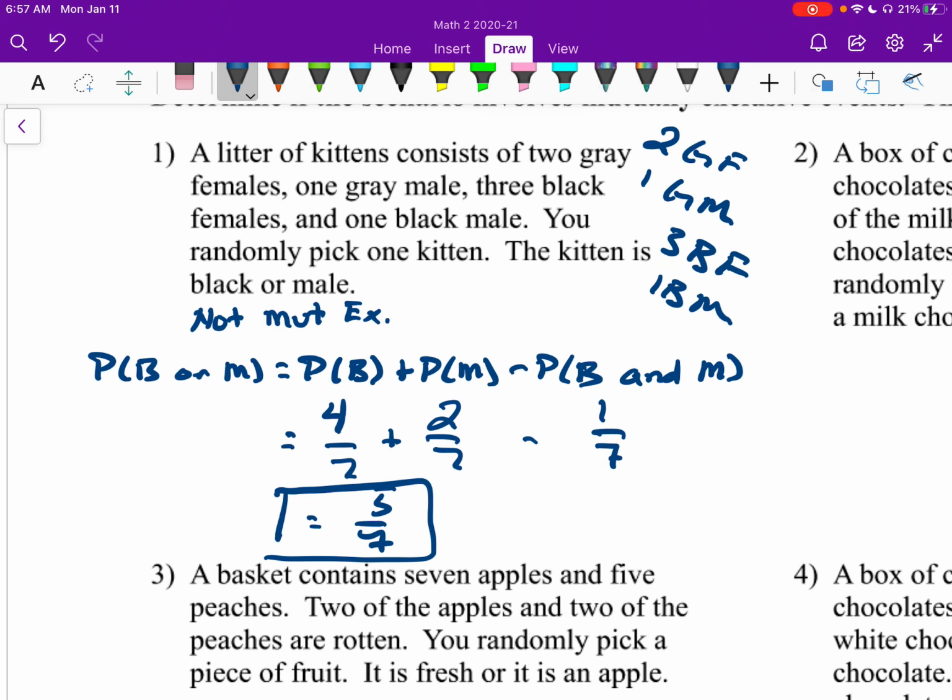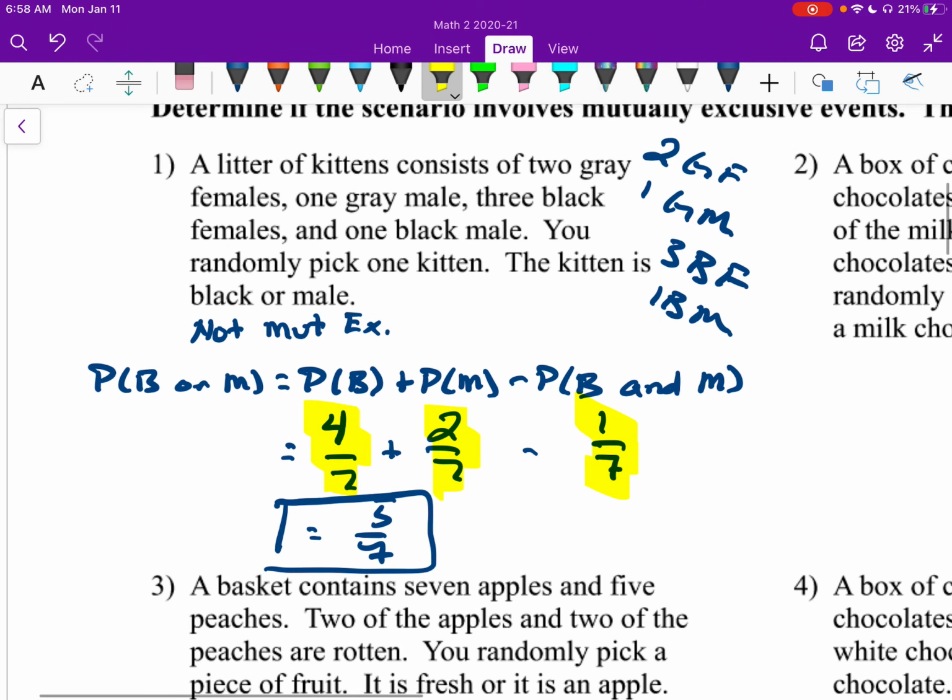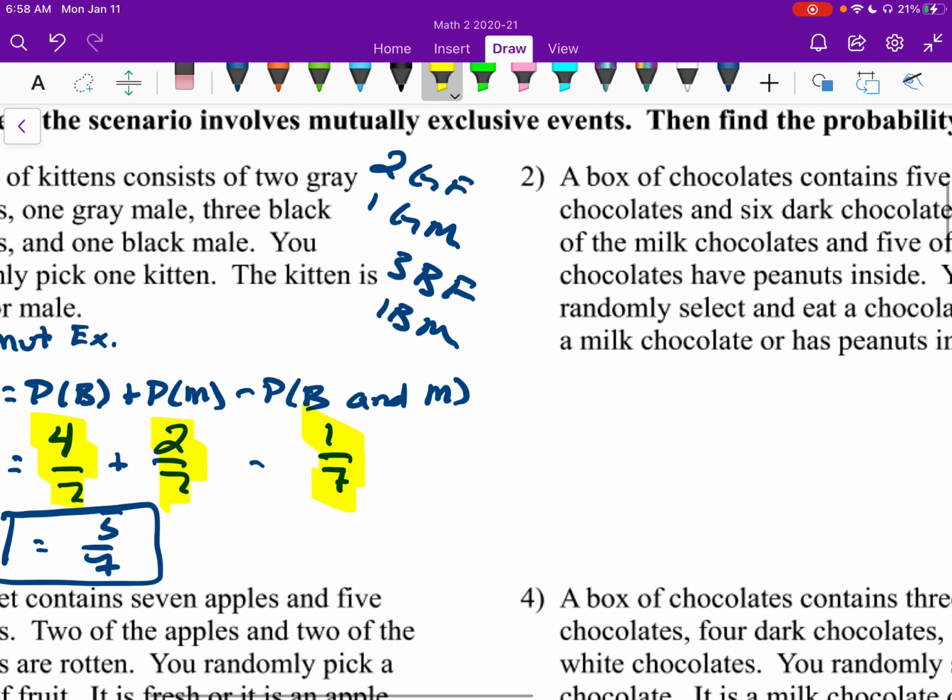And we can think about that: the reason that we had to subtract this guy out is because he was the black male kitten, and the black male kitten fell into the black category and the male category. So he was double counted. So we had to take out his double counting. And then we ended up getting 5/7. So hopefully that makes sense, but let's do a few more.